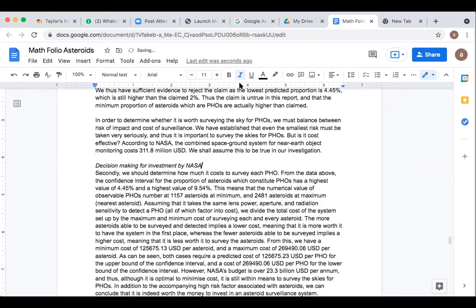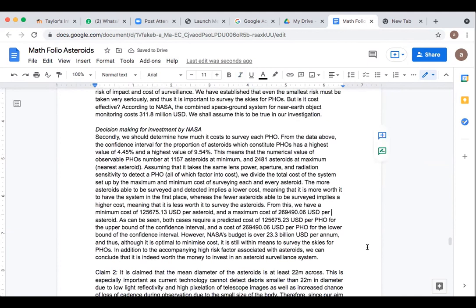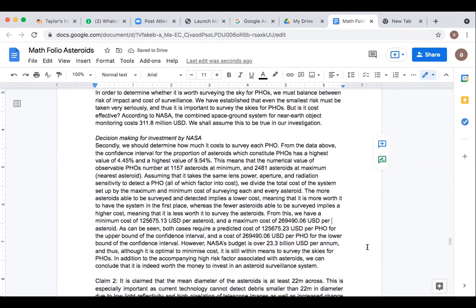Decision for making investment by NASA. So then you explain how they make the decision. You see or not? That is how. You don't simply put in the title as confidence interval as one subtitle. No point. You are solving a problem.